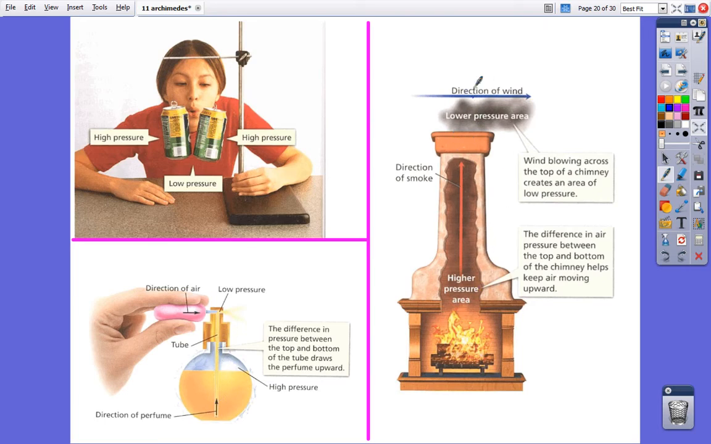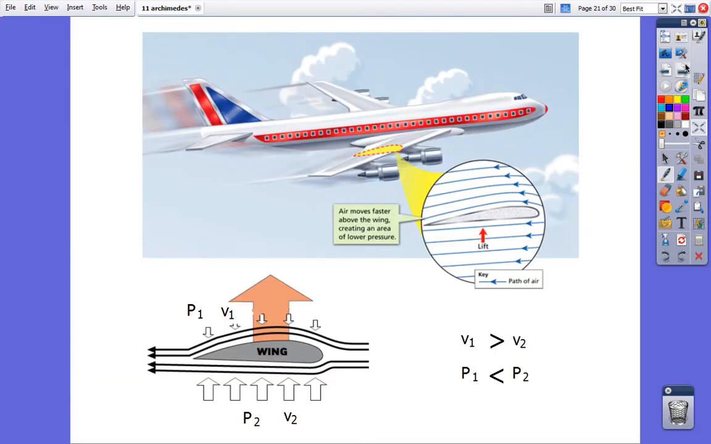Another example is the chimney. Here, the chimney is built so high, so when the wind is blowing at the top of that chimney, it will create low pressure of air, and the smoke that comes from the bottom, which is high pressure, will flow out upward. Here is another example of this principle.